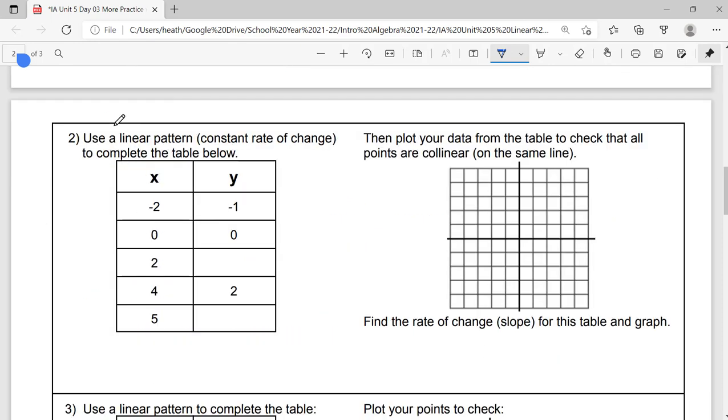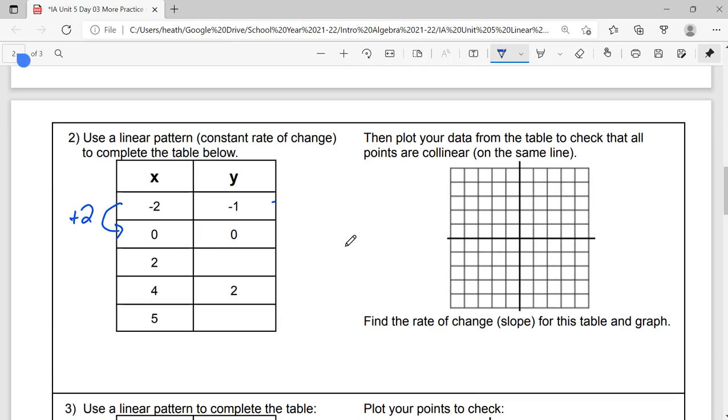All right, on this page, I'm telling you that you've got a linear pattern, and you're going to complete the table. So remember, linear pattern means constant rate of change. So it seems like every time x goes up by 2, y goes up by 1 in this case. So here I see x goes up by 2, so y must also go up by 1 again. So there we go, 1. And then I've got x going up by 2, and yep, y goes up by 1.